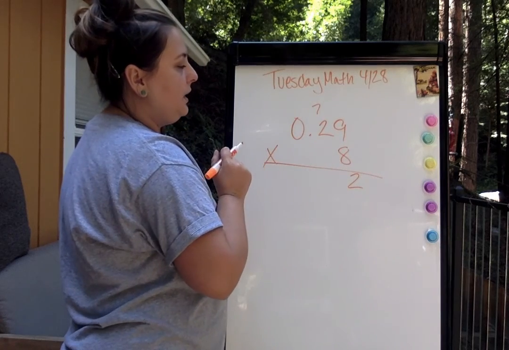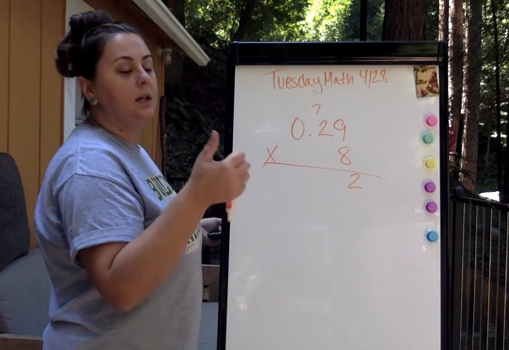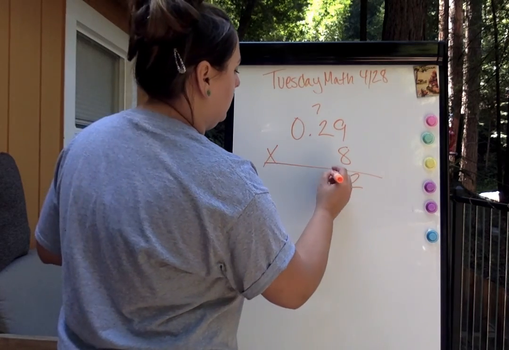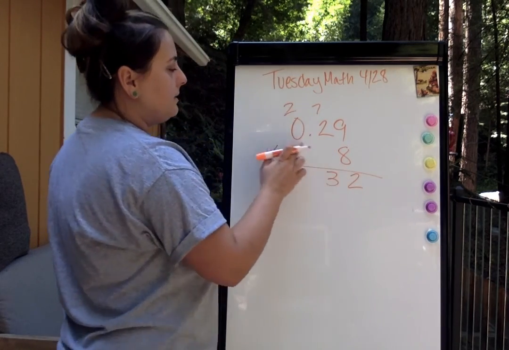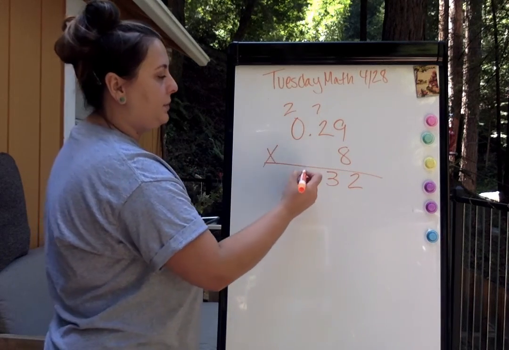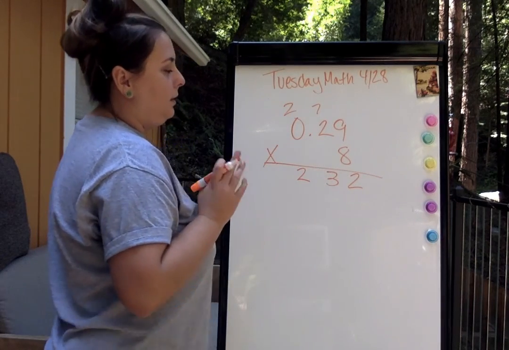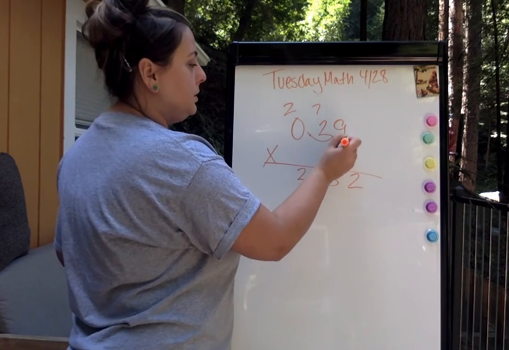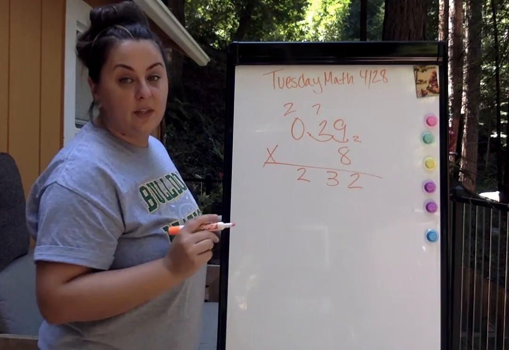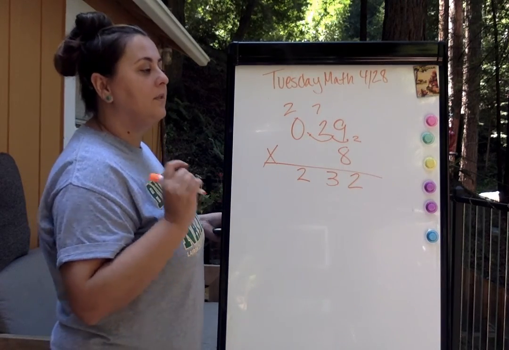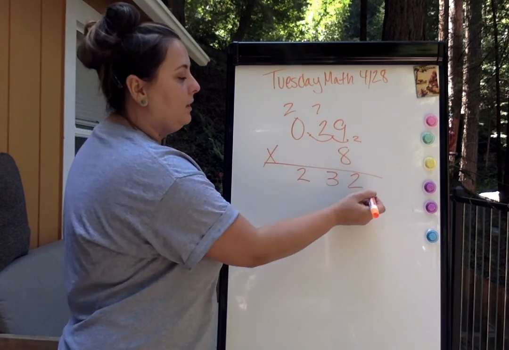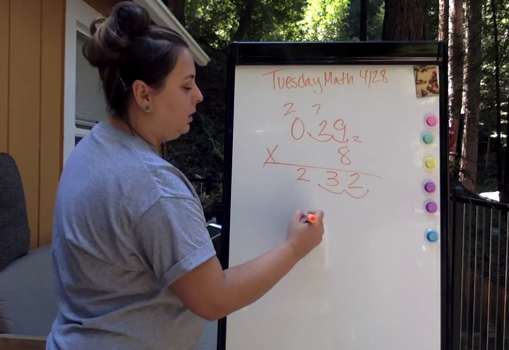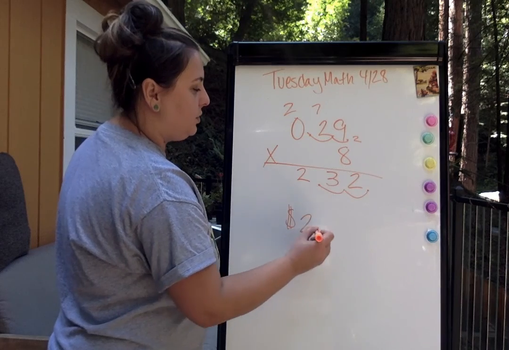8 times 2 is 16, plus 7 is 23. 8 times 0 is 0, plus 2 is 2. Now, decimal point. 1, 2. Now there is nothing right of the decimal point in 8, so we just leave it. So we start at the end of our whole number, and we're going to come over 1, 2. So for 8 marbles is $2.32.